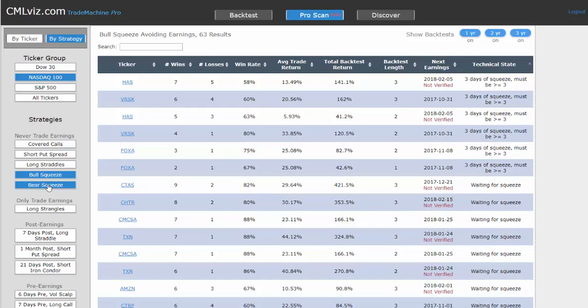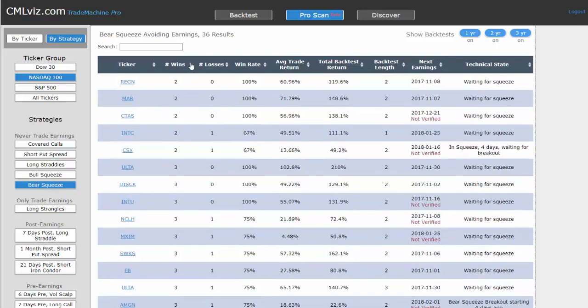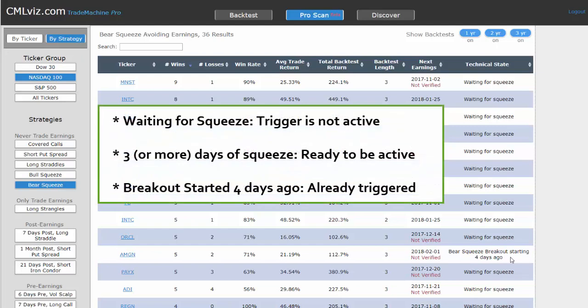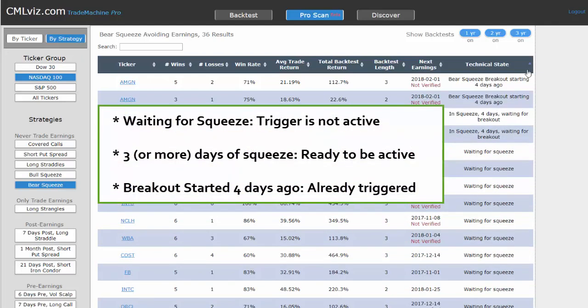The same goes for the bear squeeze. We can sort by the number of wins, and if we come down and look at Amgen, we can see that Amgen's bear squeeze breakout started 4 days ago. So this one is likely already gone, but the technical state will tell you what situation a stock is in. For example, CSX is in a squeeze, and it's been 4 days, which means we're waiting for that momentum to break it out, or stocks are already in the breakout of the squeeze mode, which means we've probably missed them. And then again, the final technical state, which is waiting for a squeeze.